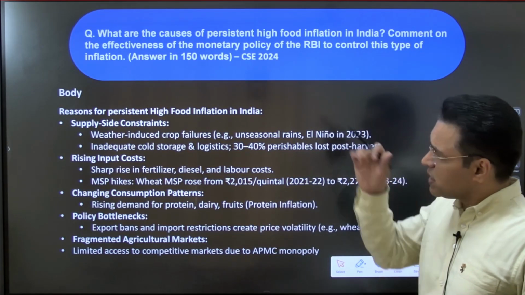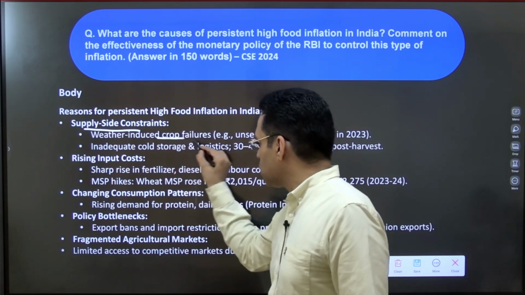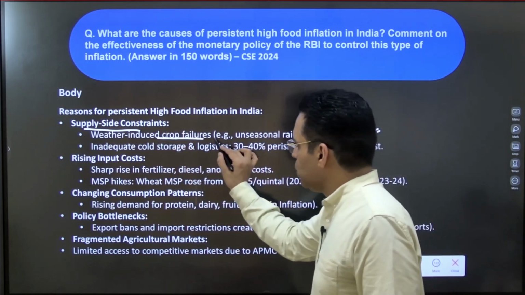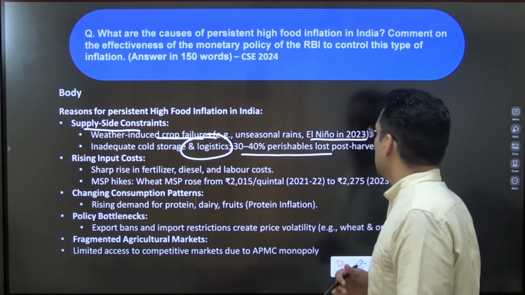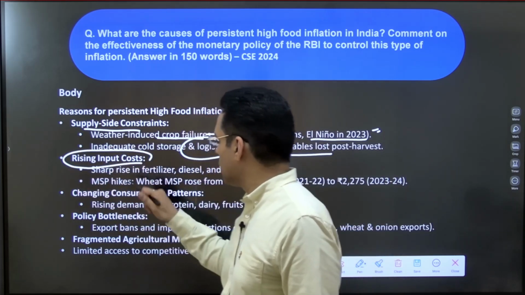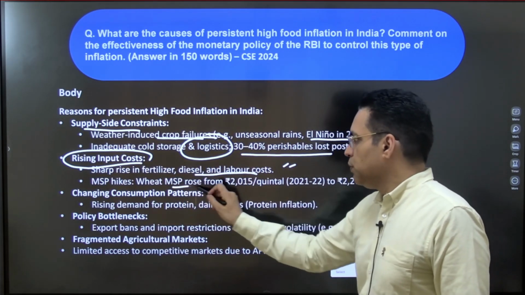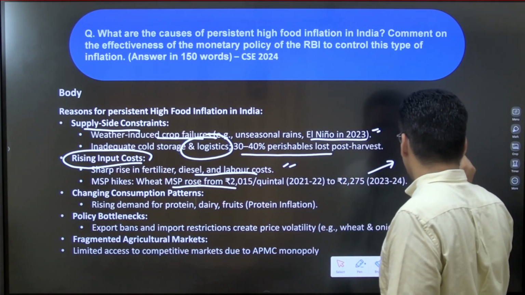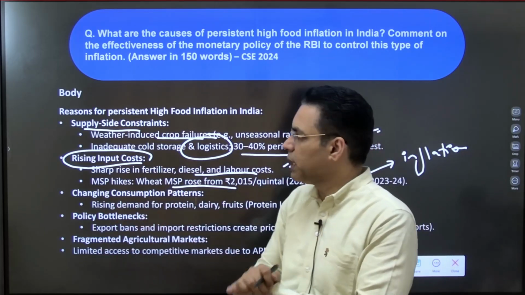So first let's get into the reasons. The first reason is supply side constraint: weather-induced crop failures, unseasonal rain, El Nino in 2023, inadequate cold storage and logistics. 30 to 40% of perishable items are lost in post-harvest activity. Then rising input cost, a sharp rise in fertilizer, diesel, labor cost, and MSP hike. Now MSP hike also causes inflation, because when MSP goes up, the input cost goes up and the market prices will automatically go up.